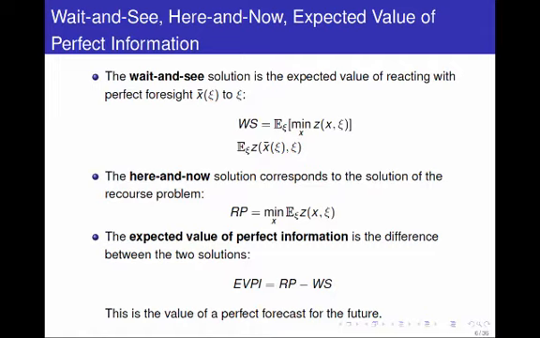Okay, the definition of being an oracle, being able to predict what will happen in the future, is the wait and see solution. So what are we doing here? Does the notation here make sense?